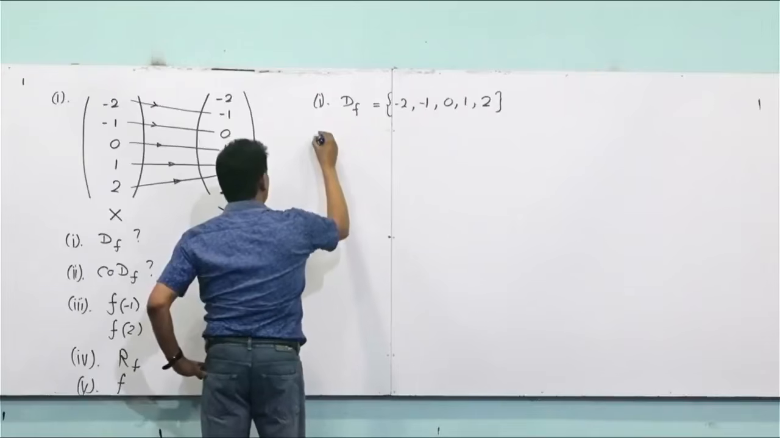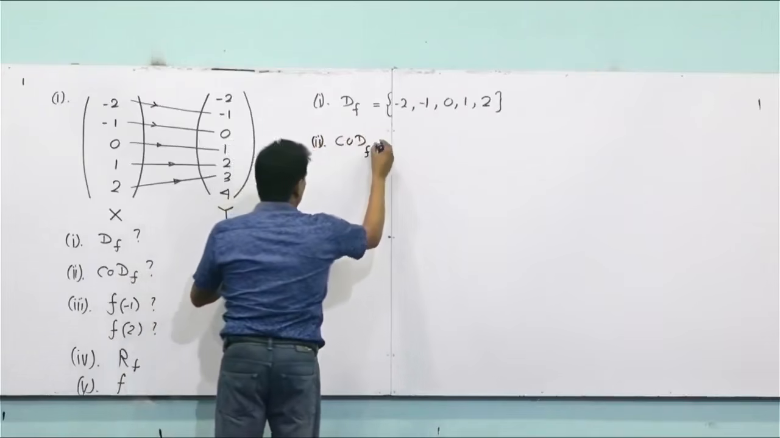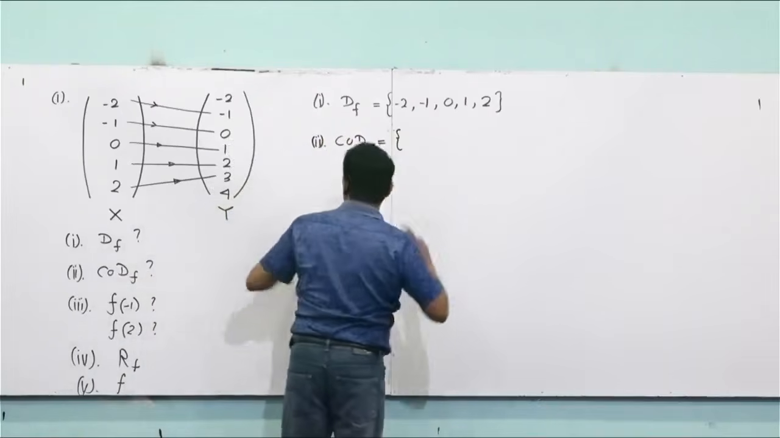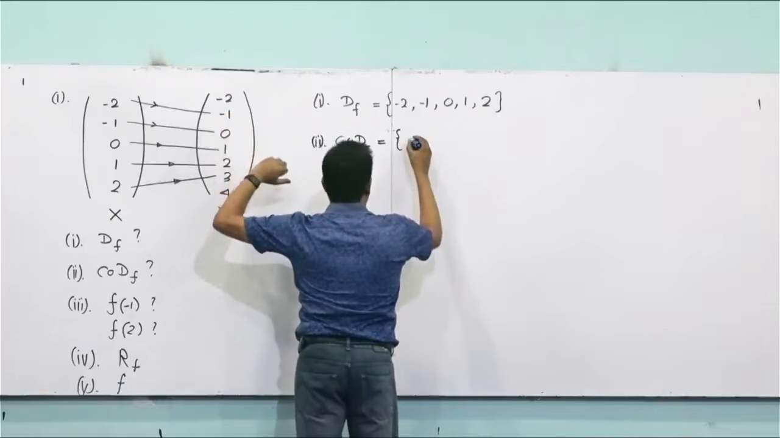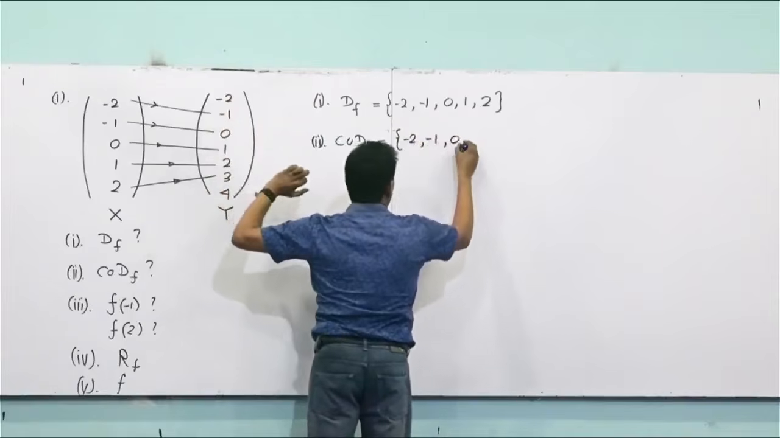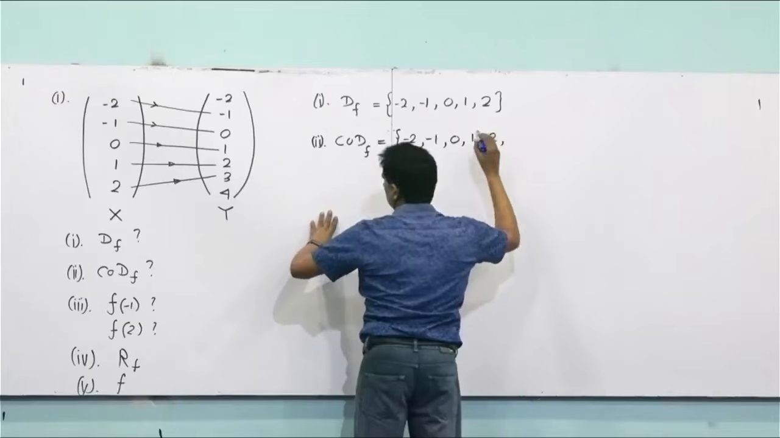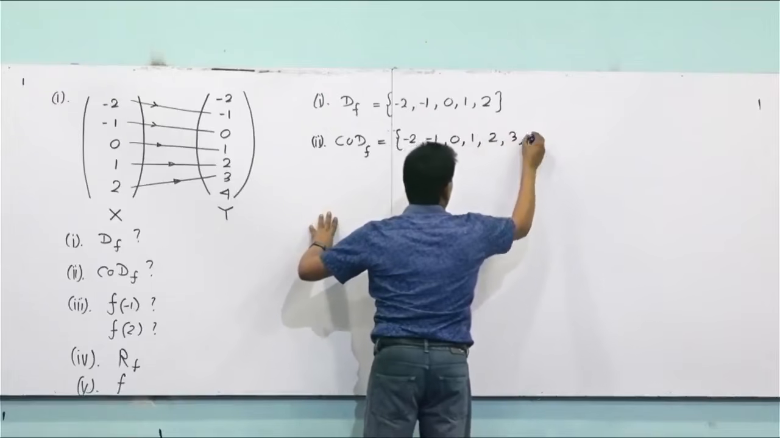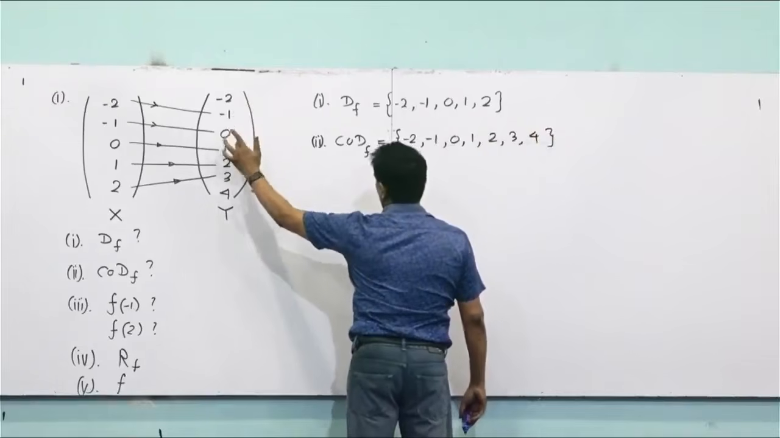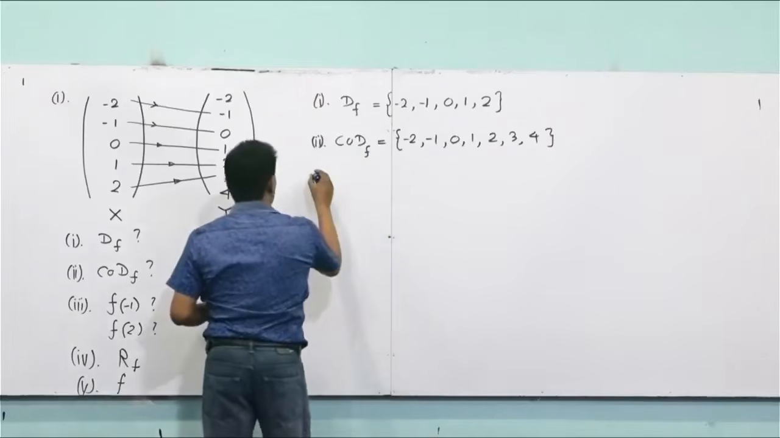Then second one, what is the question? CODF, no? Then CODF means set Y, no? This is set Y, so we can write minus 2, comma, minus 1, comma, 0, comma, 1, comma, 2, comma, 3, comma, 4, no? Minus 2, minus 1, 0, 1, 2, 3, 4. Third one.